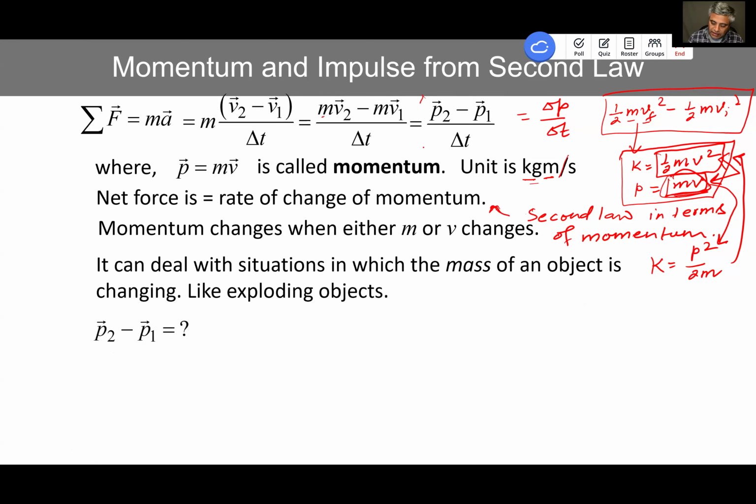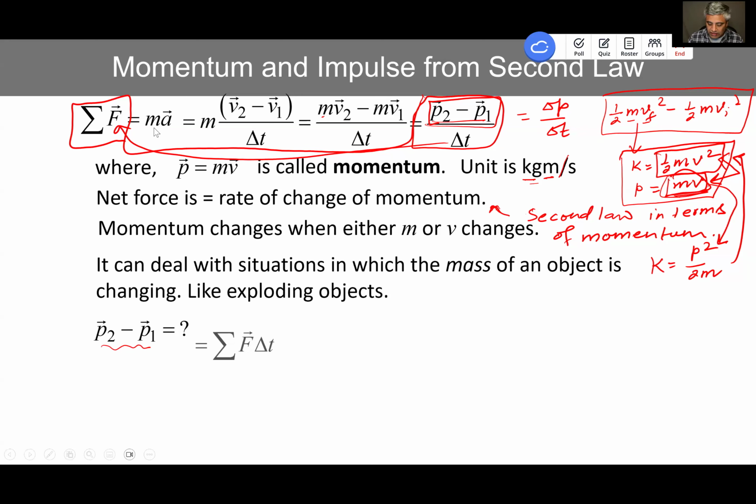Now we can rearrange this equation. See the very first term and the last term in that equation. This is the change in momentum. If I solve for this by bringing t, the change in time interval, to this side, I get this. This quantity, the product of net force times time interval, is called impulse.